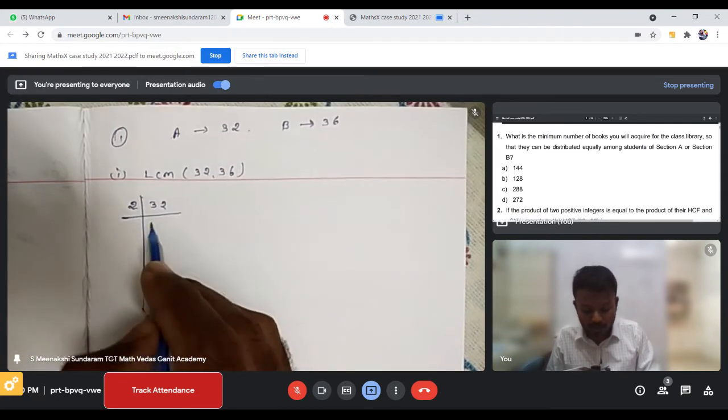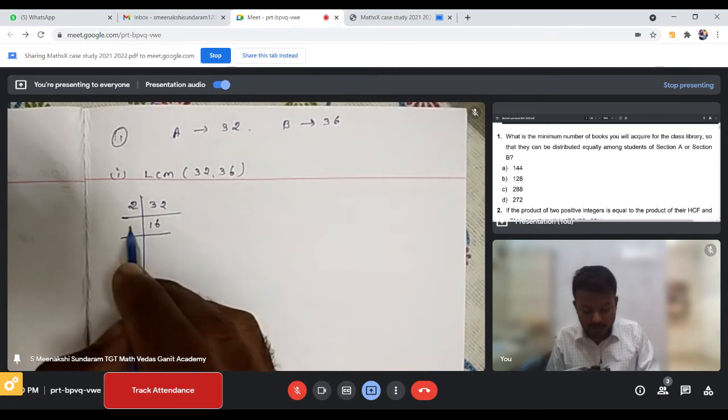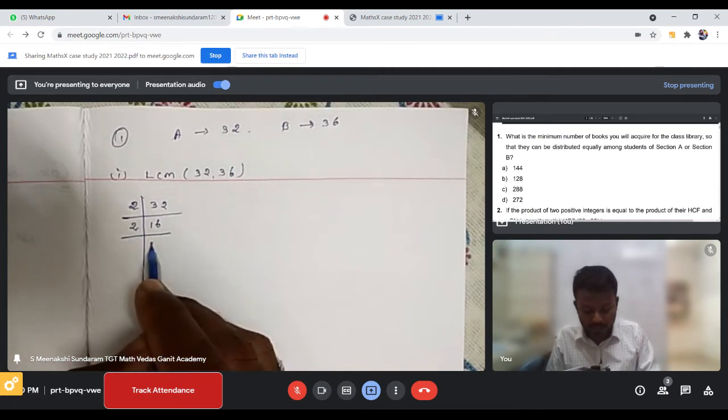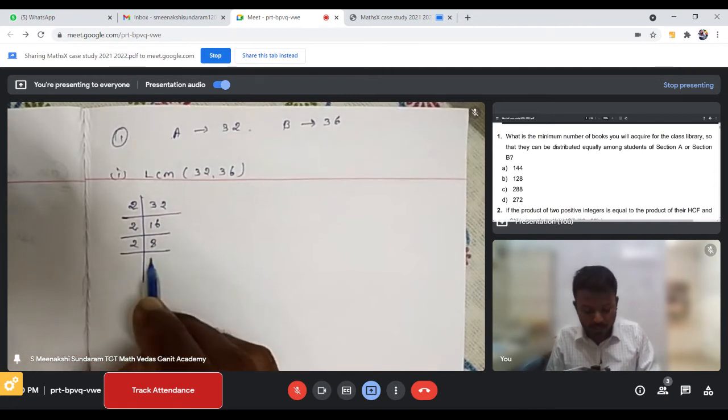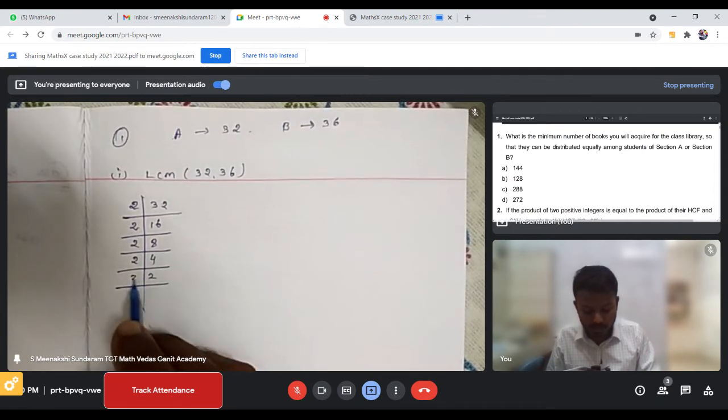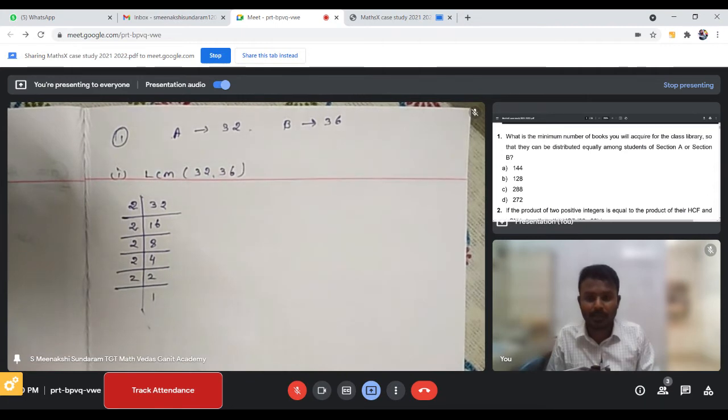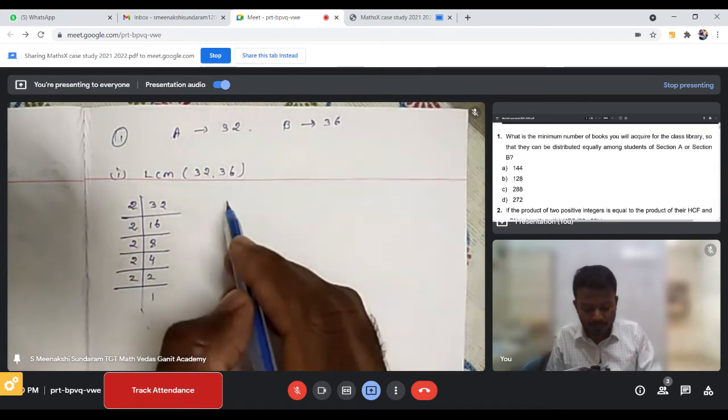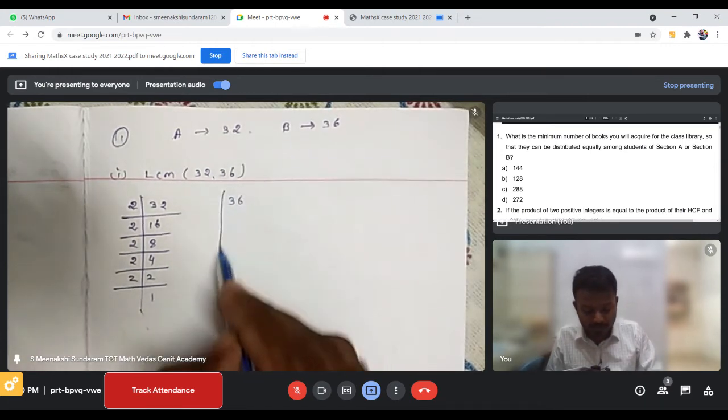For the prime factors of 32, we can go with 2 first. 2 16s are 32, so 16. Next 2, 2 8s are 16, so 8. Again 2, 2 4s are 8, so 4. Again 2, 2 2s are 4. Again 2, 2 1s are 2. Right? Clear?